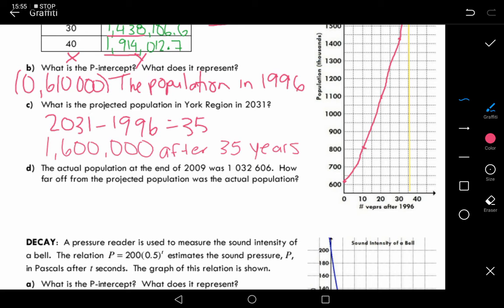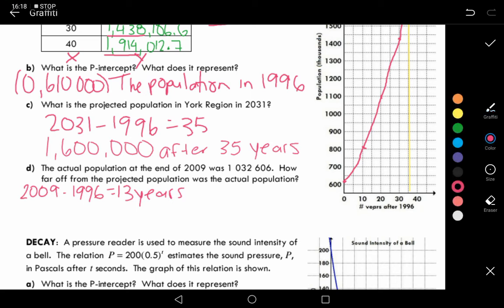Okay, the actual population at the end of 2009 was 1,032,606. How far off the projected population was the actual population? So for 2009, we need to figure out how many years later that is. 2009 minus 1996 was 13 years. So we're looking to see what our graph tells us the population is after 13 years.